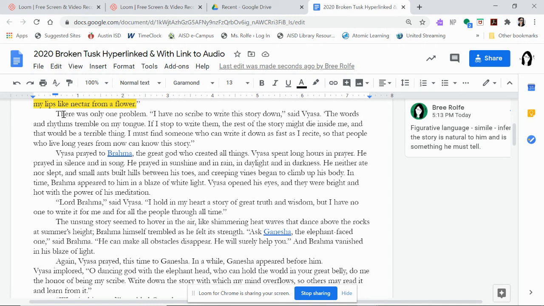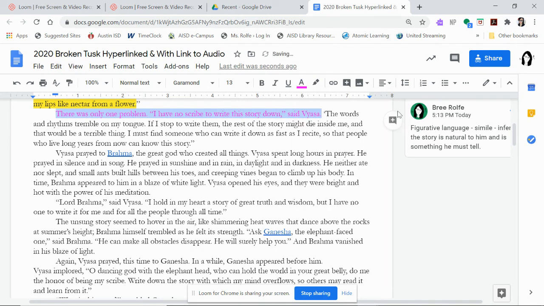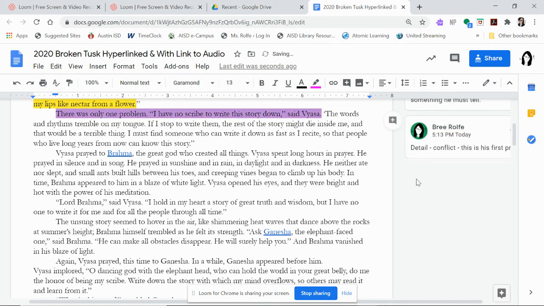Okay, right here. This I'm going to highlight again as a detail. And it would be nice if I would stop doing that. This is a detail. This is kind of the first problem in the story.